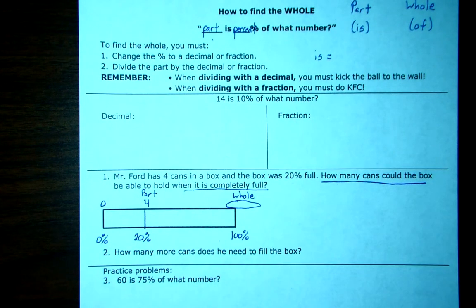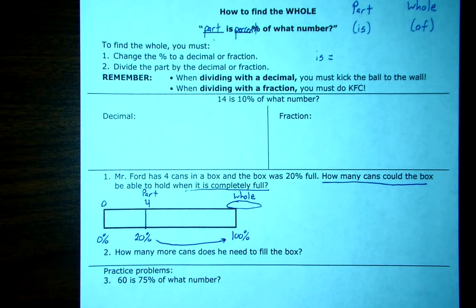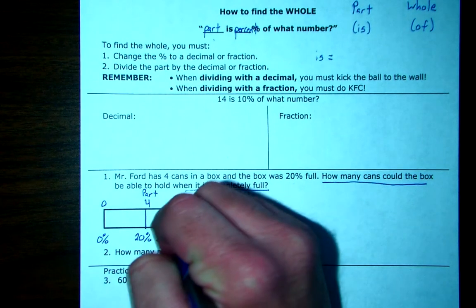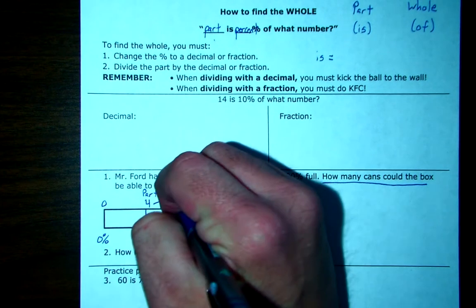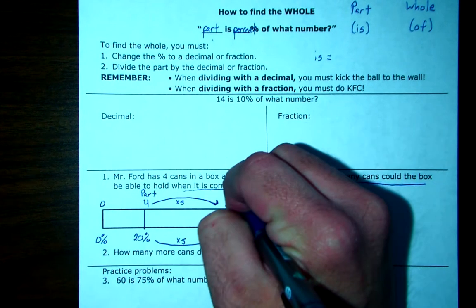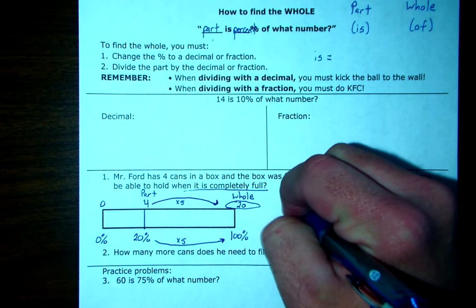If you notice, I have a good scale factor here. To go from 20 to 100, you multiply by 5. So 4 times 5 is 20. It holds 20 cans.